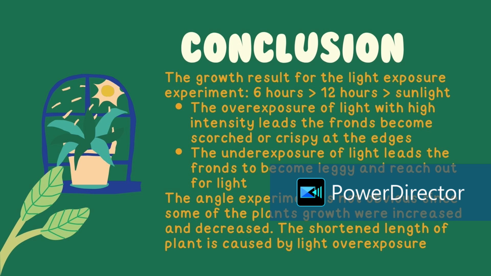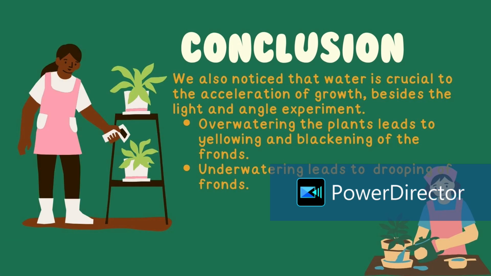And we have the second experiment, which is the planting angle. Based on our experiment, we observed that the growth of each plant was inconsistent. Since the growth changes were inconsistent, we cannot specify which angle has the most growth for the silver staghorn fern. On the other hand, we also have the watering effects that affect the growth of this silver staghorn fern.